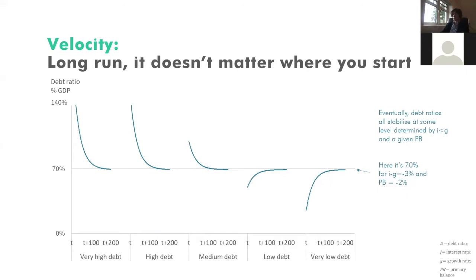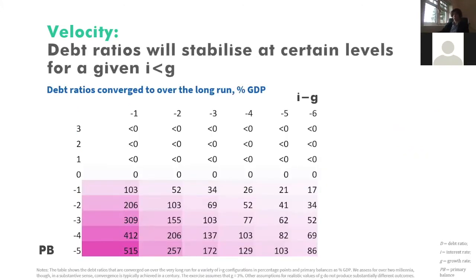So really, in the long run, it doesn't matter where you start out. This is Olivia's point, that ultimately you can run any deficit and you won't have an explosive debt ratio. It'll converge at some point, and that's something you can be somewhat assured by. But of course, it can be at quite high levels. If we look at different I minus G configurations here, if you have interest less than growth by, say, 6 percentage points up here in the top right, and you have a primary deficit of 5%, then it'll stabilize at 86%.